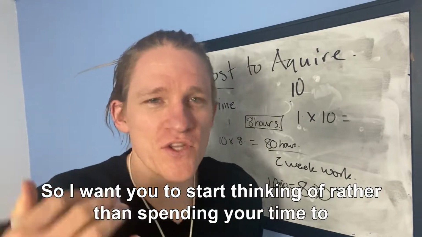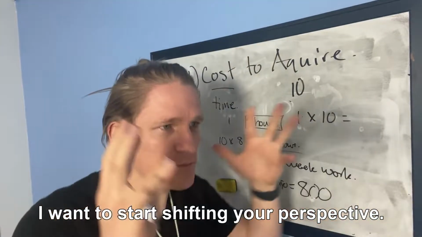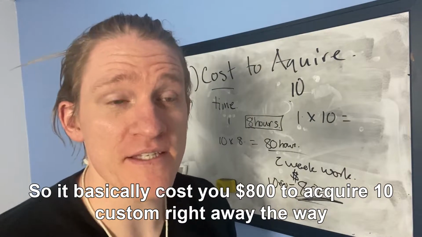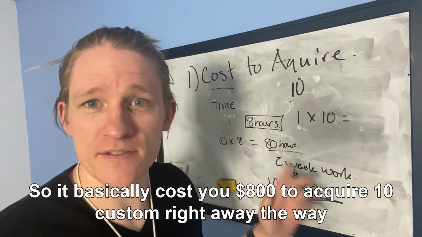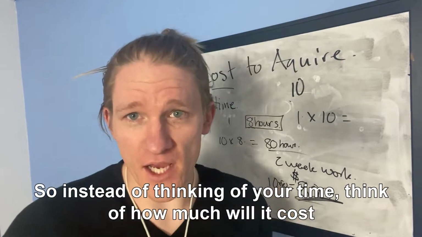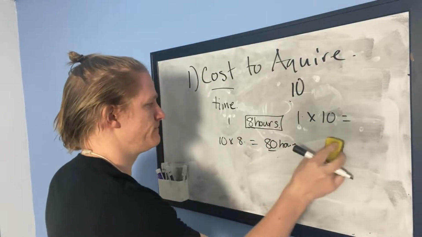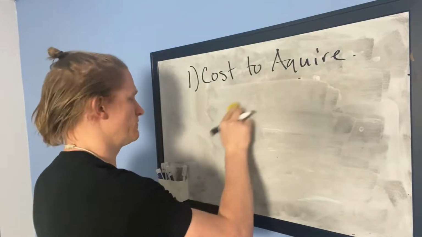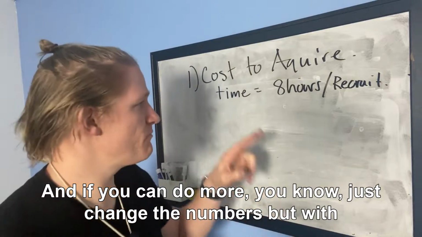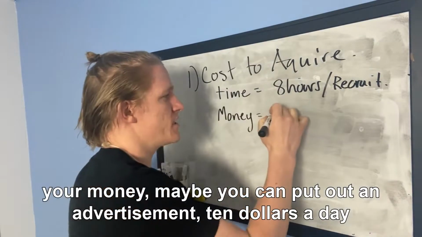So I want you to start thinking of, rather than spending your time to acquire a customer, I want you to start shifting your perspective to using money to acquire a customer. So it basically costs you $800 to acquire 10 customers. That's the way to think of it. So instead of thinking of your time, think of how much it will cost you to acquire one customer with money. And if you could do more, just change the numbers. With your money, maybe you can put out an advertisement, $10 a day.